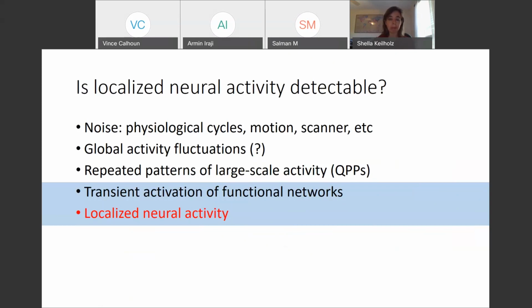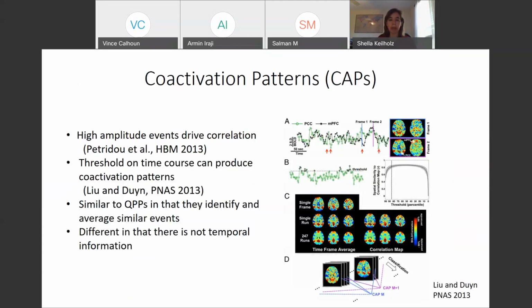I don't know. So we were thinking about this, and it seemed like maybe the way to go about this sort of activity was to look at coactivation patterns. This is the idea that if you have resting state fMRI and you're looking at the time course, the high amplitude events really drive the correlation between two areas. So maybe we see that left and right somatosensory cortex are always correlated, but maybe that's really driven by something like 5% of the images from the scan where they have very high amplitude at the same time.